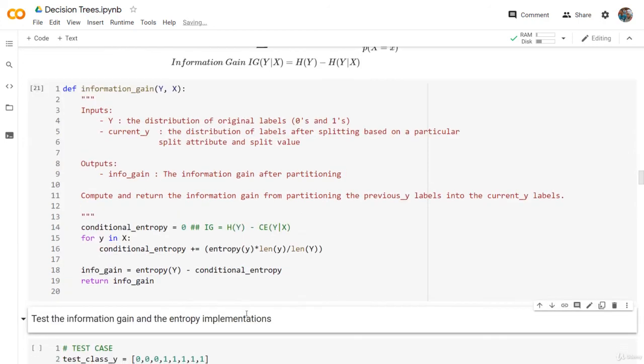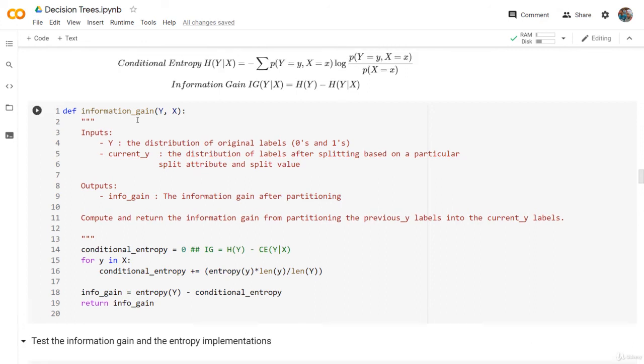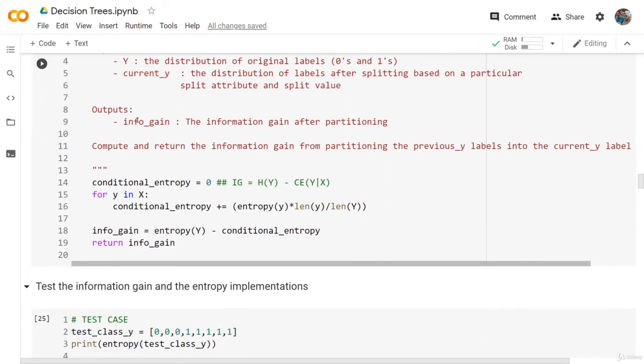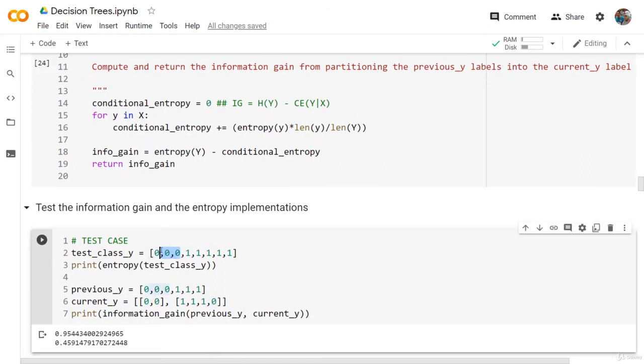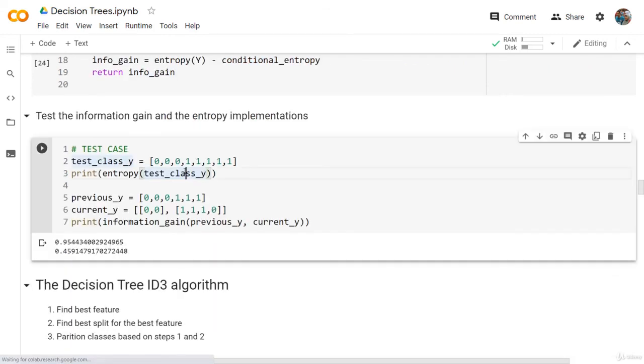Now let's test our implementation for the information gain and for the entropy. So let's first test the entropy. We tested it before, but let's test it again. So here we have 3 zeros and 5 ones, right? If you calculate it on your calculator, you'll find that the entropy is 0.95. Okay? And then let's also test the information gain implementation.